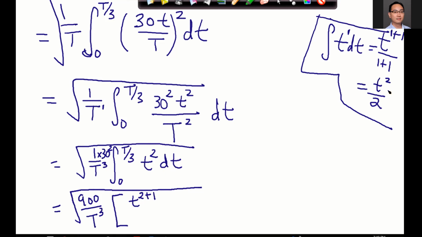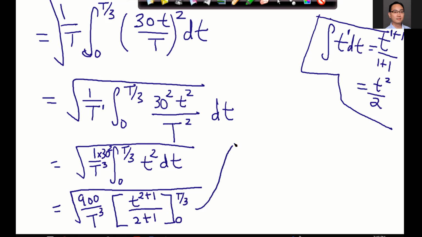Remember I told you the integration rule. Now you see this on the formula. So I'm going to take t squared plus 1, then divide by 2 plus 1. The same power, you divide. Then you close the bracket, then you put the limits here, 0 to t over 3. Okay, so this part, I'm almost done already for the integration.